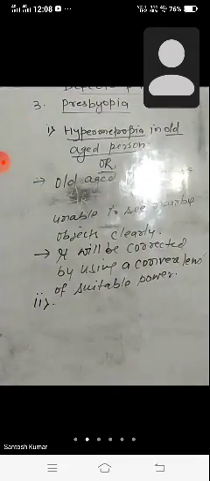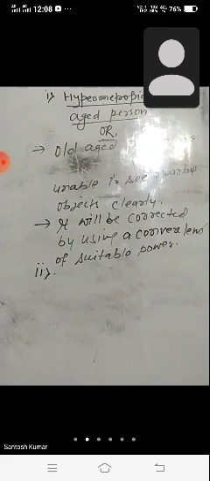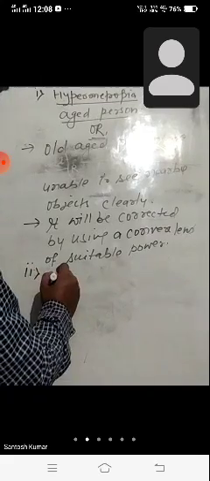This is the first case of the hypermetropia. Just see, an old aged person unable to see nearby objects. Now the second case, what will happen? Just see.